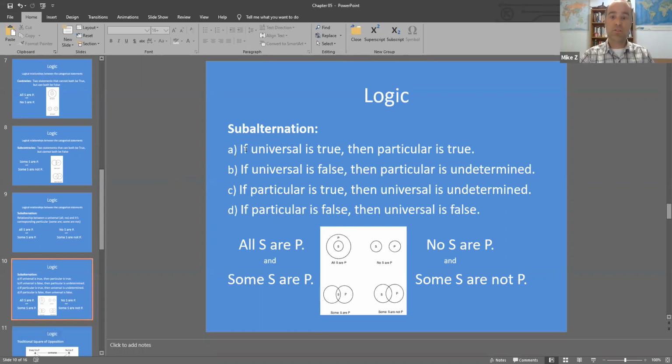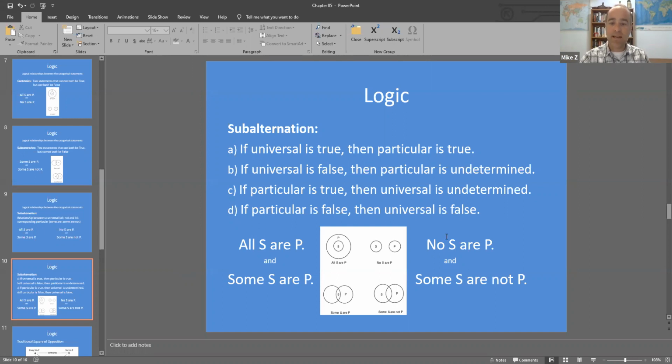If the universal is true, then the particular has got to be true. And this is probably the most obvious one. So if it's really true that all S's are P, then it's got to be true that some S's are P. So if somebody says, hey, some cats are mammals, it's like, well, yeah, I know that because I know that all cats are mammals. So if all cats are mammals, then some cats have to be mammals.